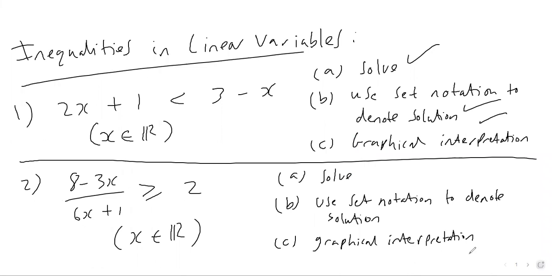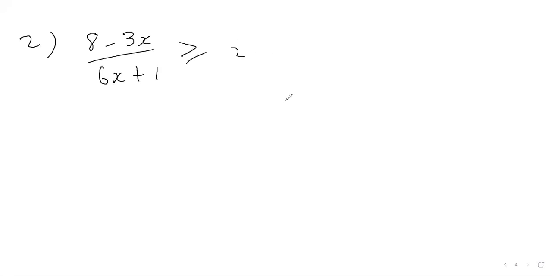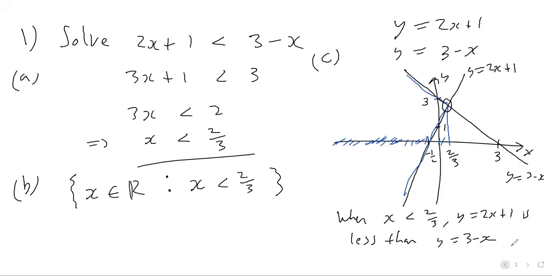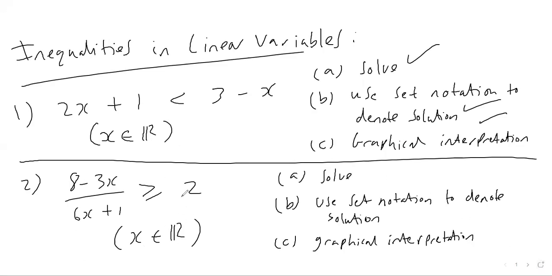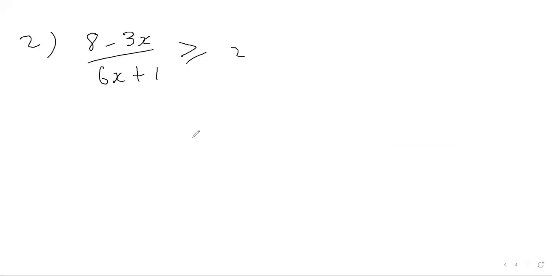So question 2: 8 minus 3x over 6x plus 1 is greater than or equal to 2. With this one, again, this is not quite a linear inequality because of this non-linear term, although it is a quotient or a fraction of two linear terms. How would we go about solving this one?